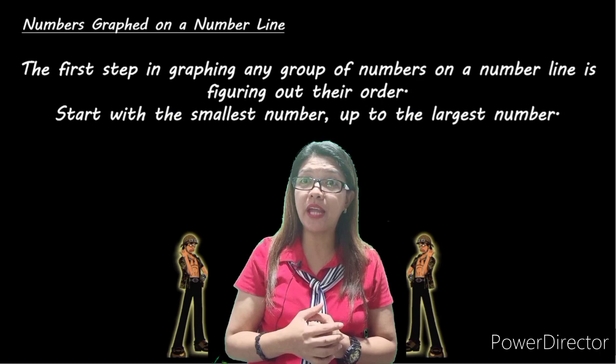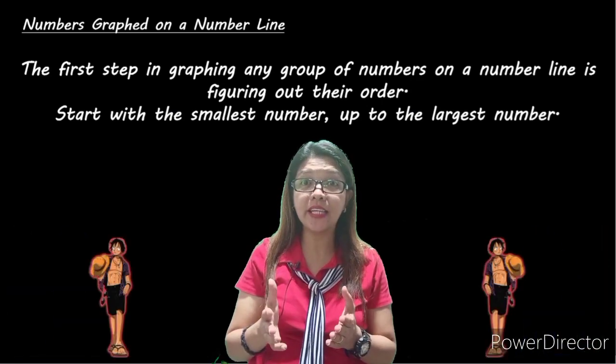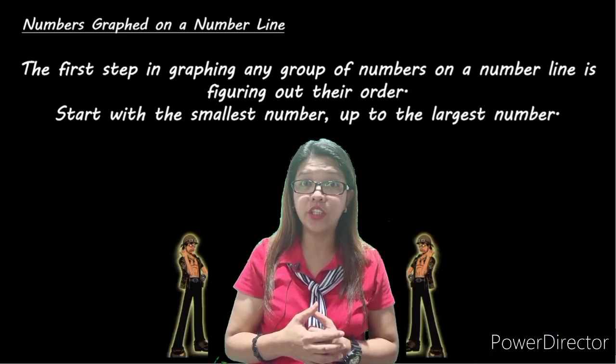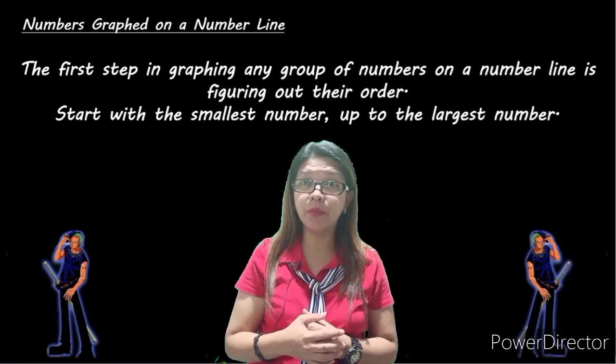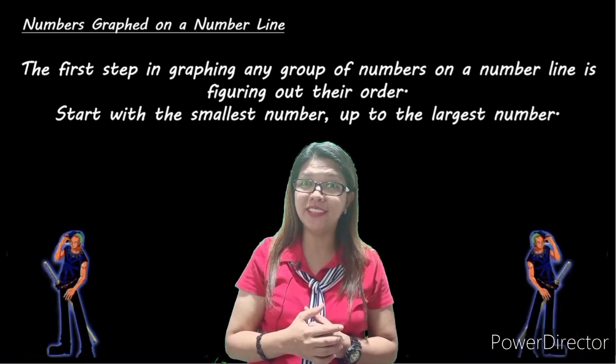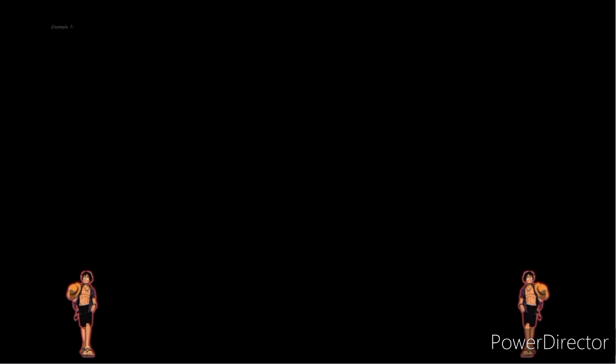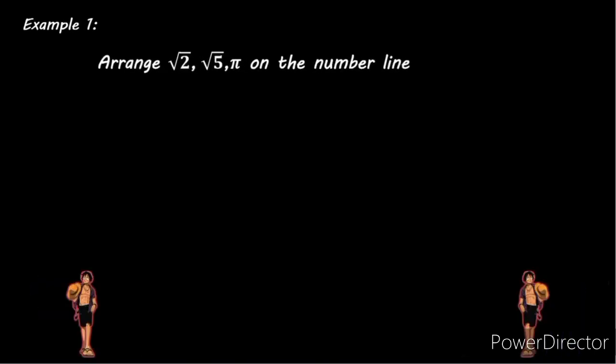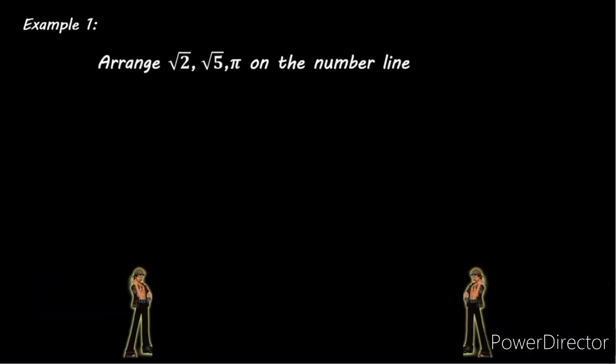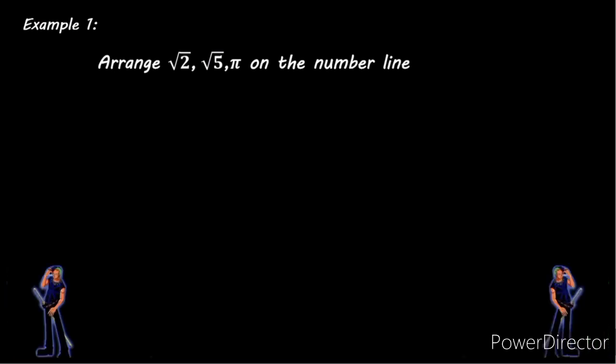The first step in graphing any group of numbers on a number line is figuring out their order. Start with the smallest number up to the largest number. Let's have example number 1. Arrange square root of 2, square root of 5, and pi on the number line.